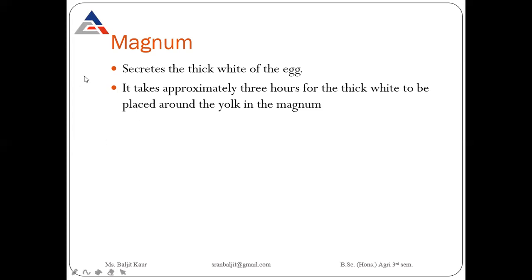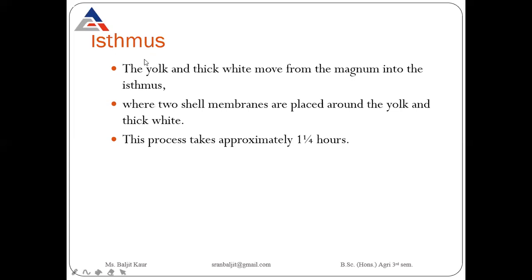Now, the first part was the funnel, the second is the magnum, and the third one is the isthmus. From the magnum, where egg white is added to the yolk, the yolk and egg white move to the isthmus. Here in the isthmus, the two shell membranes are placed around the yolk and thick white, and this process takes approximately 1 and 1/4 hours.